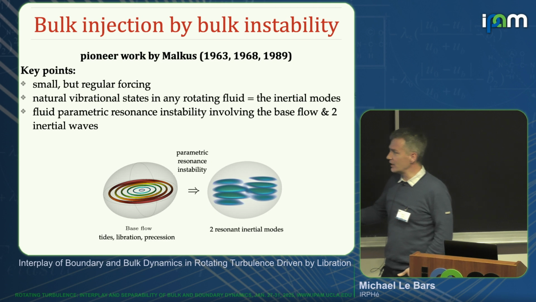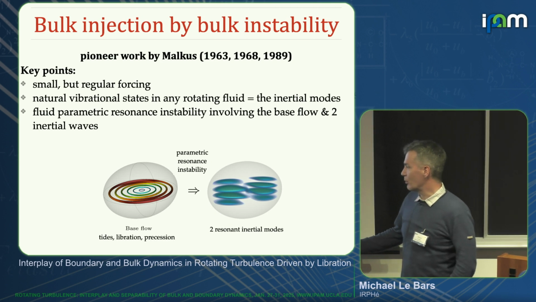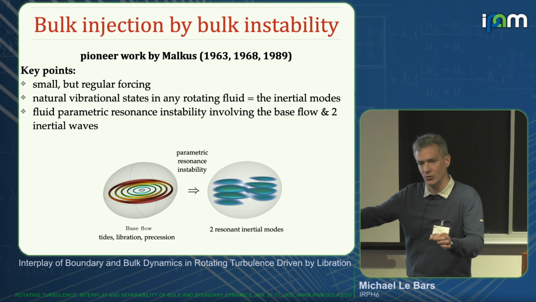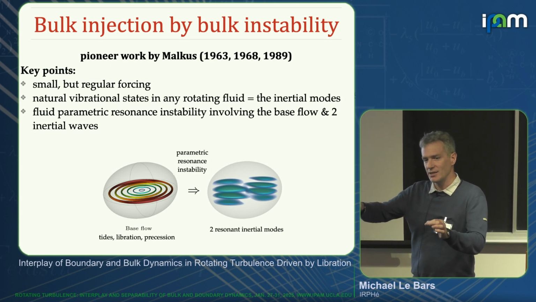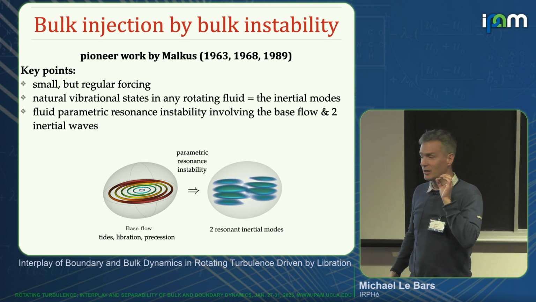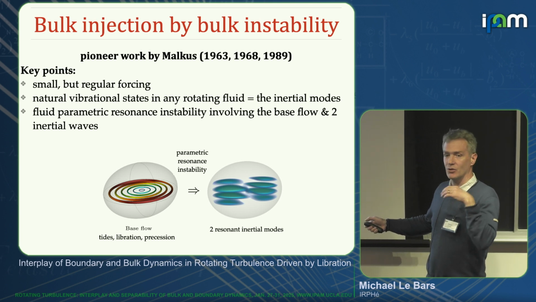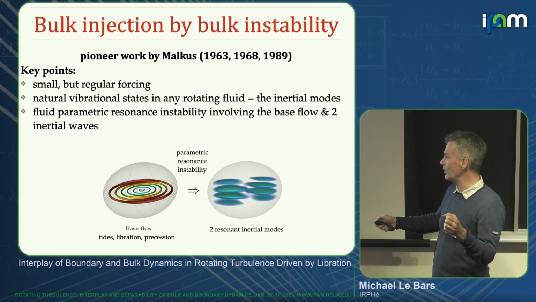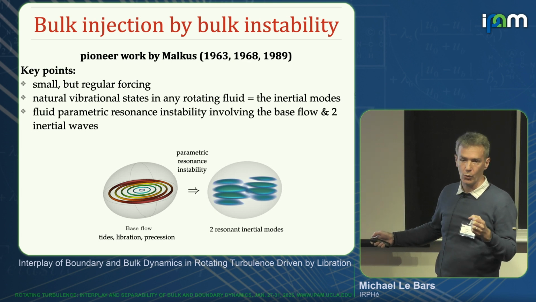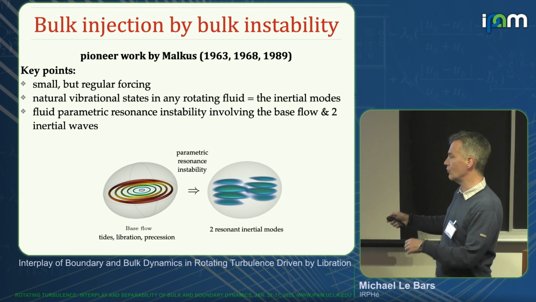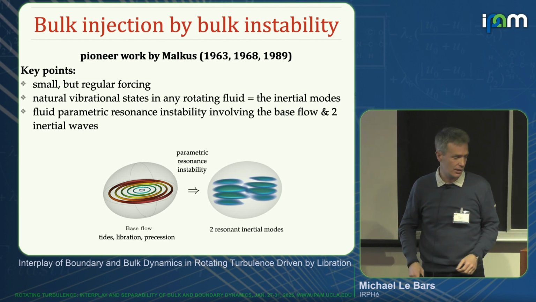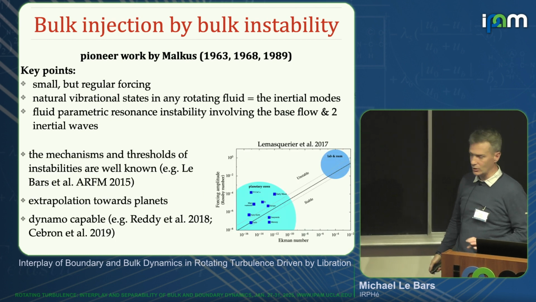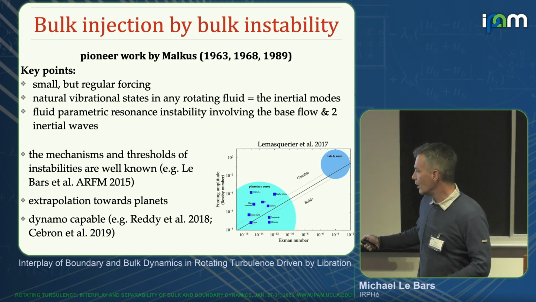So the idea here is that from tides, libration or precession, I have some kind of base flow. So it's mostly rotation plus some tiny perturbation. And this is tiny but regular, so it means it can excite a parametric resonance. The mechanism is just that this tiny perturbation of the base flow excites a parametric resonance with two inertial waves. We can do all the calculation for all the different cases here, and find the linear threshold of instability and so on. This is well known. I will not talk about this here.